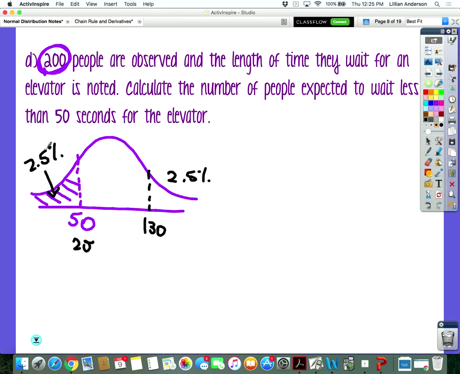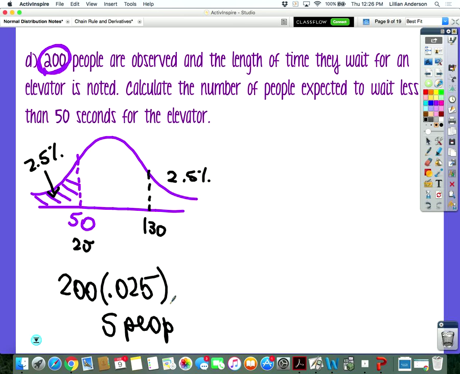To figure out the number of people, you multiply 200 by the probability. This is a percent, so convert to a decimal. What is that? 0.025. So when you multiply that, how many people should we expect? 5 people. That's what we should expect based off of the data that we collected.